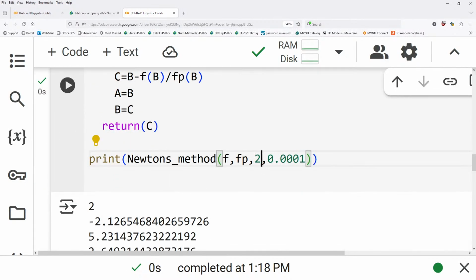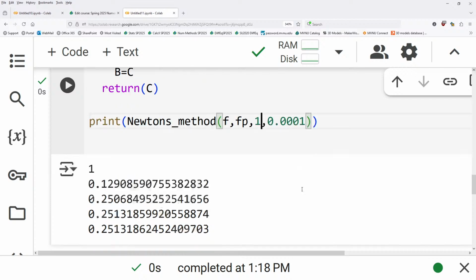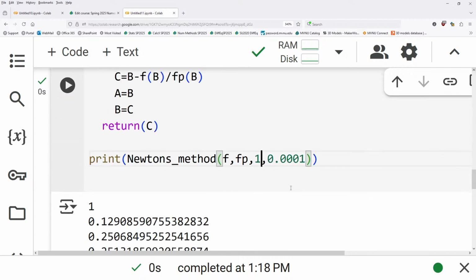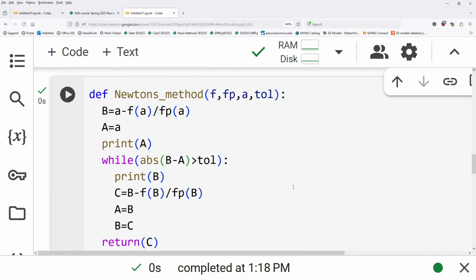Maybe I should stick with 1, though, so that we can compare. That's what I did earlier, and it'll allow us to compare this method with the other methods. So there's Newton's method. Any questions about Newton's method? Is there anything where you're like, I don't know why we did that? It's pretty straightforward, but maybe you're not sure about something here, like why we did such and such. All right, so let's take a look at secant.